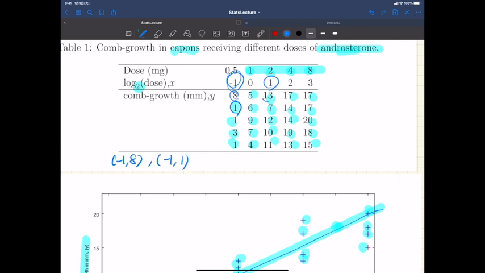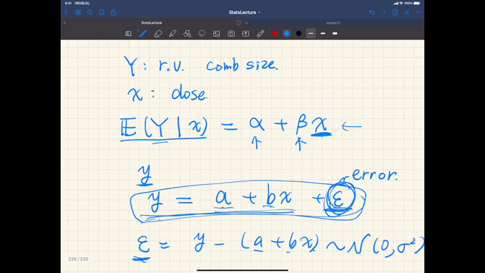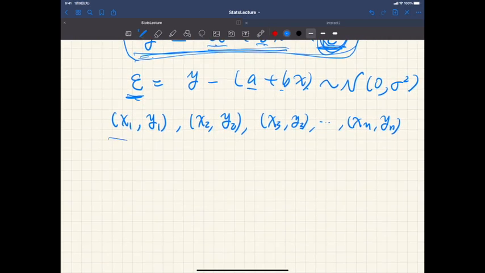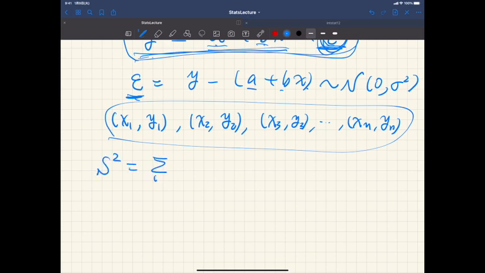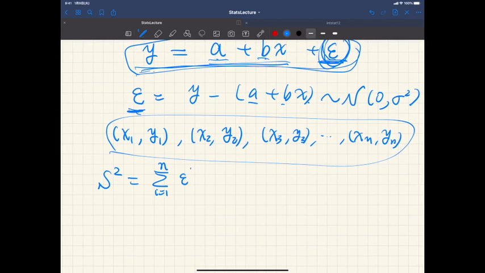And 1 and 13 is another pair, and so on. So in this case, we have 25 points of data, so n is 25. So we have this data, and we define this sum of squared errors. So i from 1 to n, and we square the error.